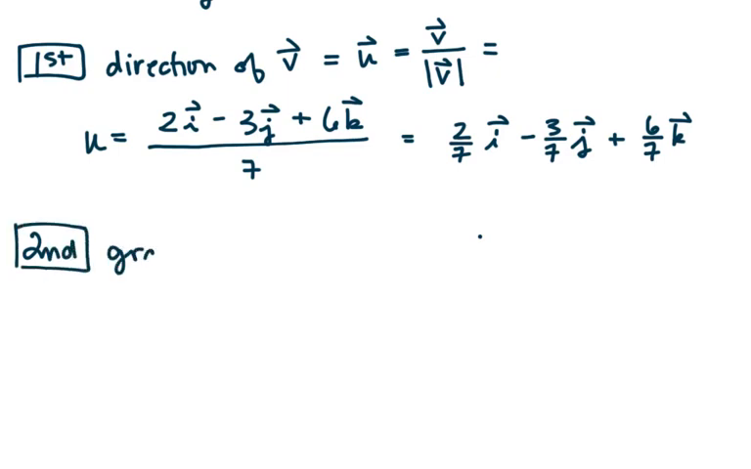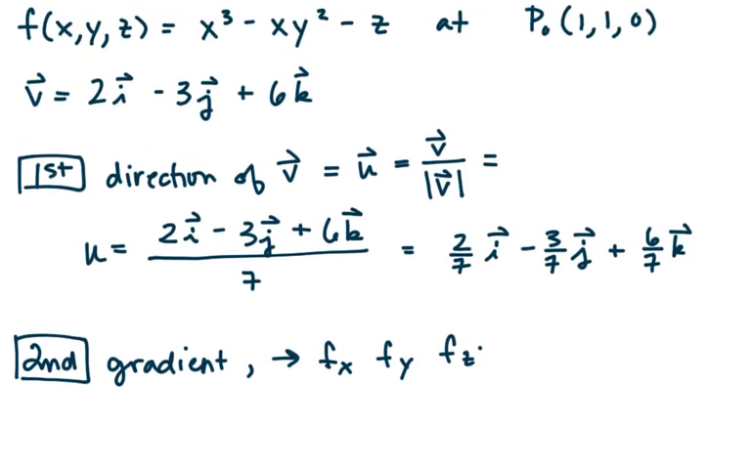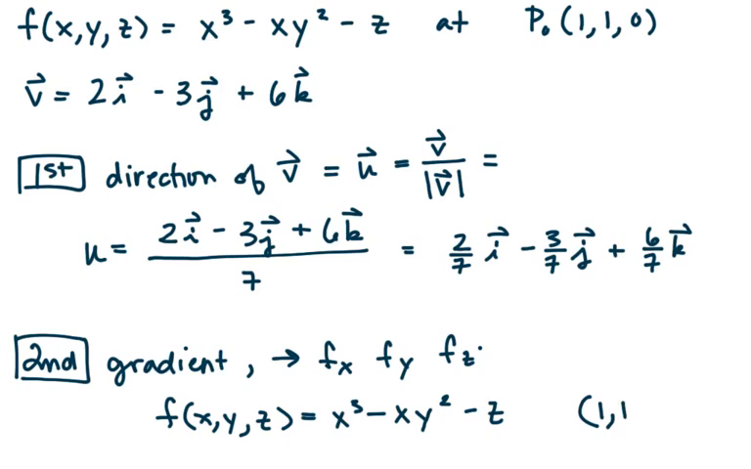So second, we need our gradient. And the gradient, we need partial of f with respect to x, y, and z. I need to see my function to do that. So I'll rewrite my function down here. F(x, y, z), we have x cubed minus xy squared minus z. And for each of those partials, we're going to evaluate them at that point (1, 1, 0).